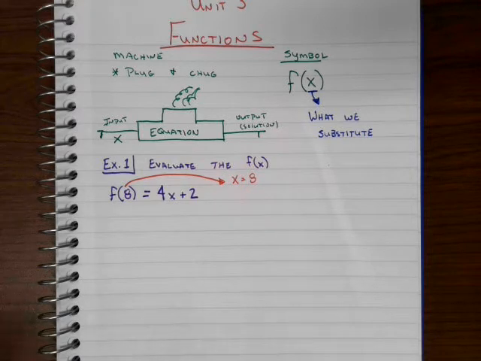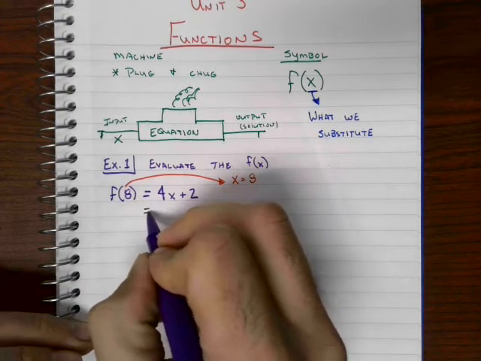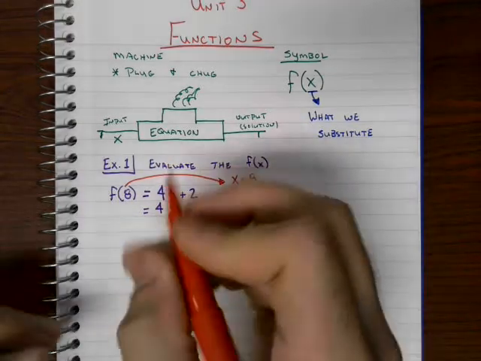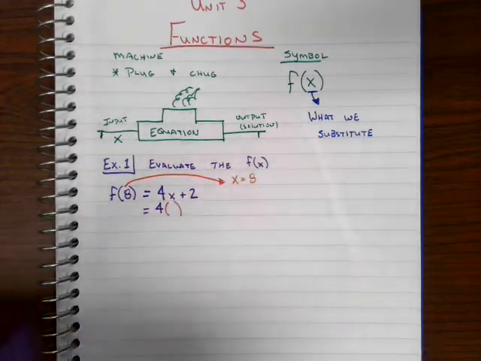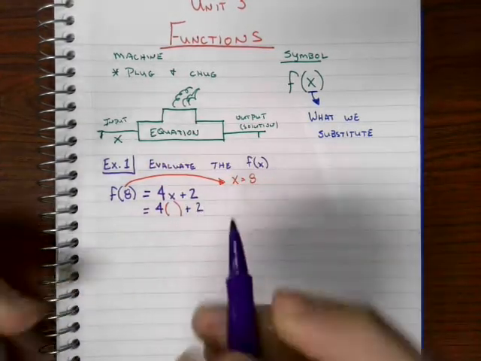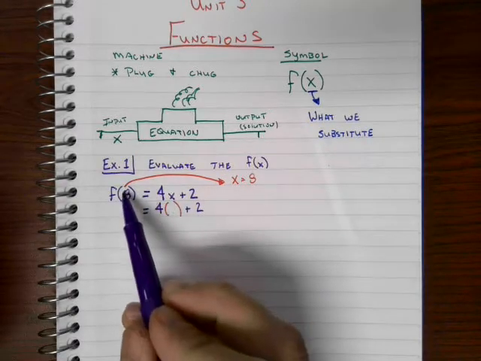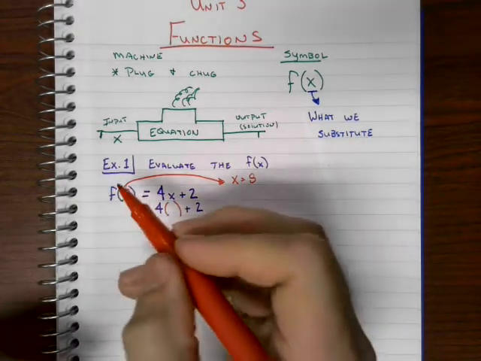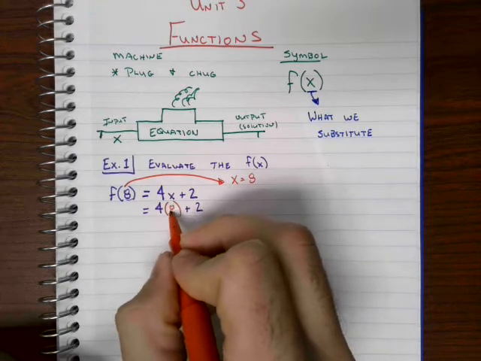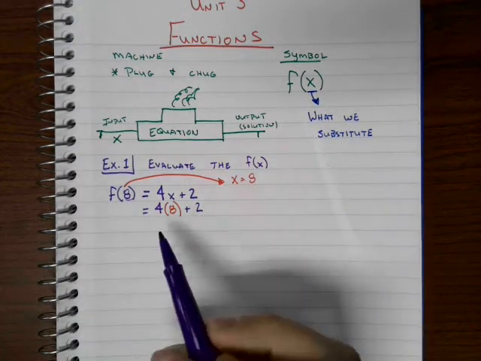And remember the little trick that I told you. Anywhere you have a variable, put parentheses. So for example, equals 4, there's my variable, parentheses, plus 2. What goes inside my parentheses? Whatever is right here. So my 8 is going to go right here. Once we do this, we're going to solve.